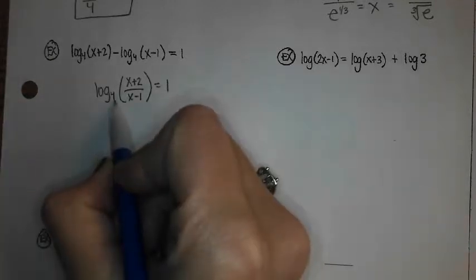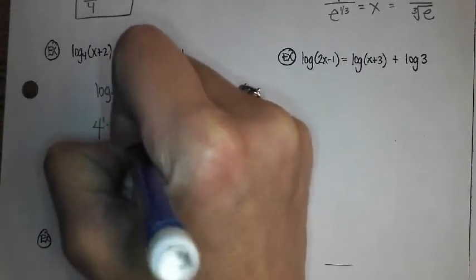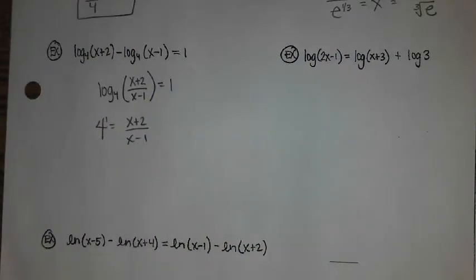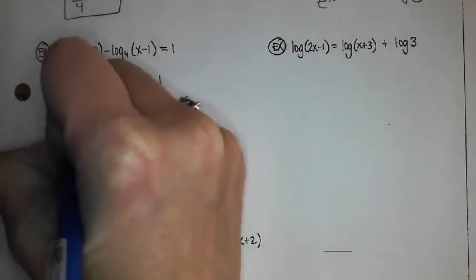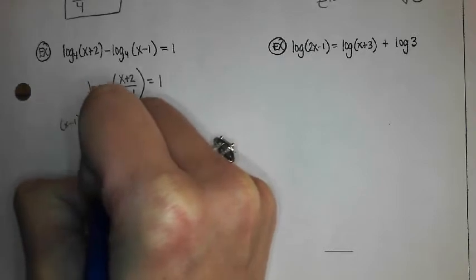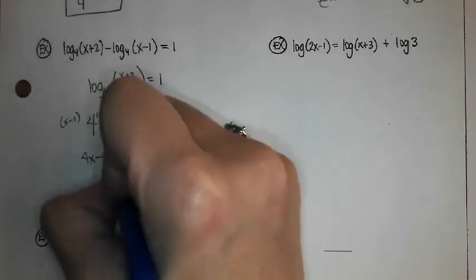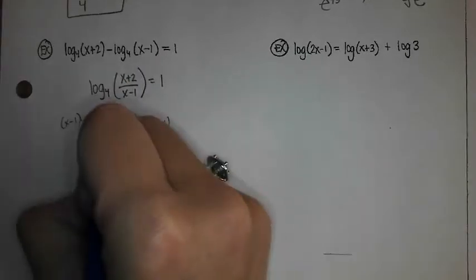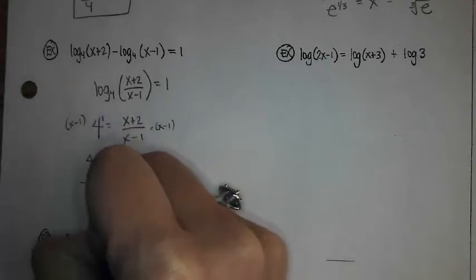So the base of 4 raised to the first power equals x plus 2 over x minus 1. How do we solve this? Bailey? Correct. So we'll multiply this x minus 1 away. Get all your x's together on the left, your non-x is on the right. 3x equals 6. X equals 2.